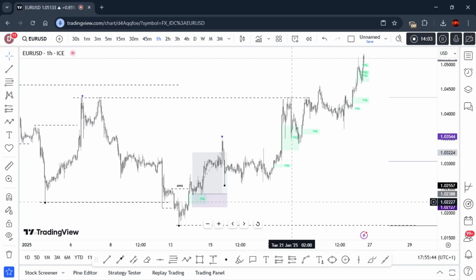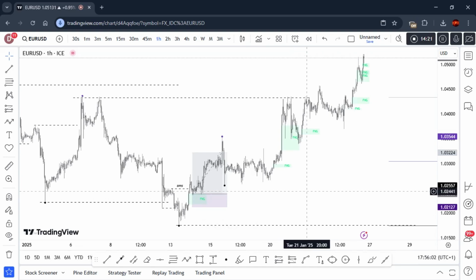Now the substructure of the internal structure, that is your fractal structure. Your fractal structure could be a wick. It could be just two candles. It's those subtle, those little internal structures, those little substructures inside of your internal structure.